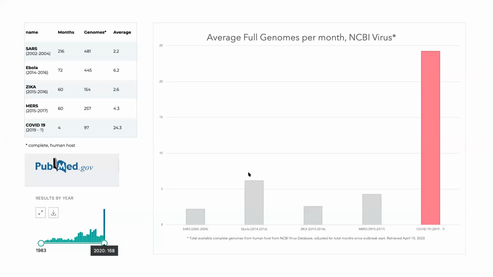And Ebola virus, as you can see, from 2014 to 2016, on average per month, about 6 new genomic sequences were submitted. If you look at COVID-19, this is data from April 10th, it has over 24 genomic sequences per month. So really a tremendous growth in terms of the amount of data, but driven by actual outbreaks.